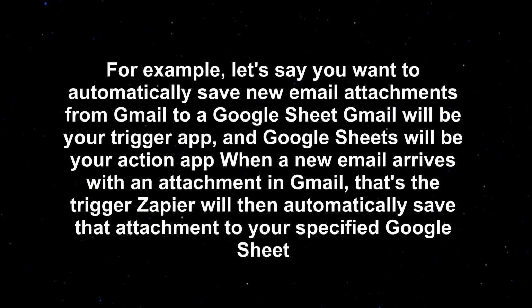For example, let's say you want to automatically save new email attachments from Gmail to a Google Sheet. Gmail will be your trigger app, and Google Sheets will be your action app. When a new email arrives with an attachment in Gmail, that's the trigger. Zapier will then automatically save that attachment to your specified Google Sheet.